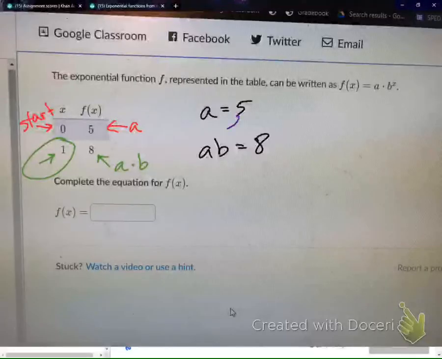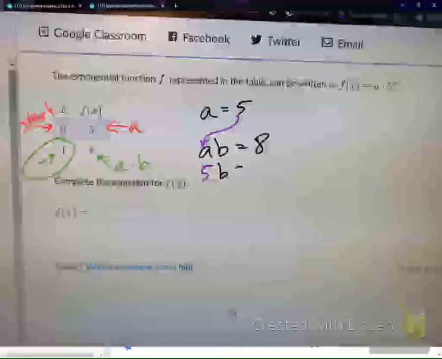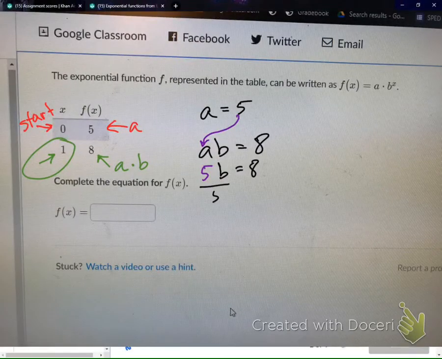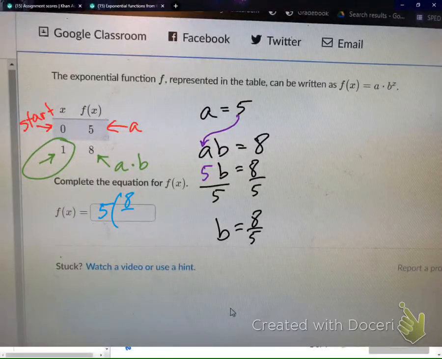So again, because I know my start value was 5 here, then I can quickly figure out that my base needs to be the fraction 8/5. So now I write my answer as 5, which is the start, multiplied by the base I found, which was 8/5, to the power of x.